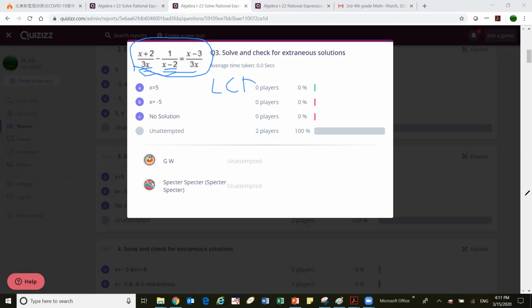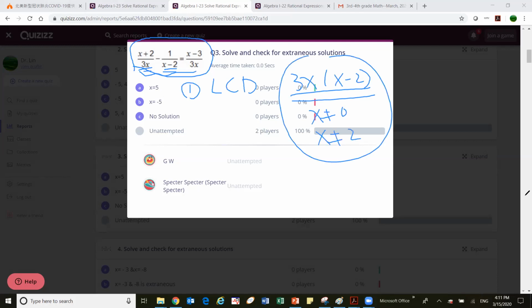So first step, you need to find the LCD, all right? So something like this, the LCD is 3x times x minus 2, right? So both sides times the LCD. Just keep in mind here, x cannot equal 0, x cannot equal 2. That's the part before we do further. So both sides need times 3x, x minus 2. So distribute inside here.